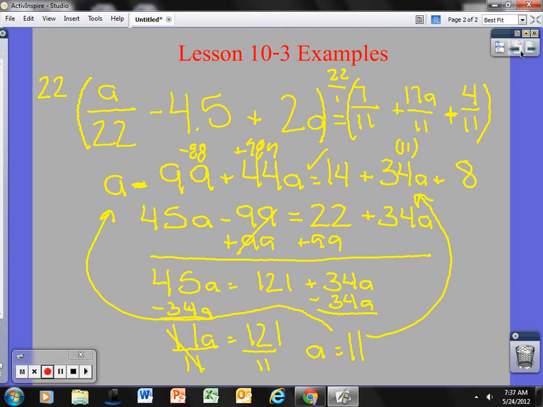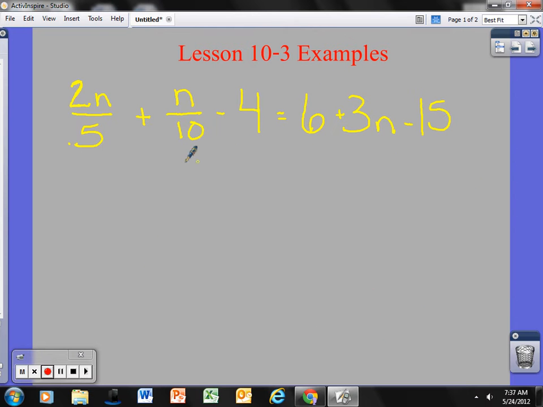All right, let's take a little simpler one. I have 2n over 5 plus n over 10 minus 4 equals 6 plus 3n minus 15. Okay, I have fractions on one side of the equation, but remember what I just said in the previous problem. Whatever I do to one side, I must do to the other. So if I want to get rid of these fractions on this side, whatever I multiply through here to get rid of them, I must multiply through on the other side. I can't do one to one side and not to the other.